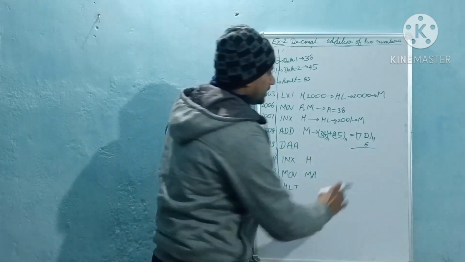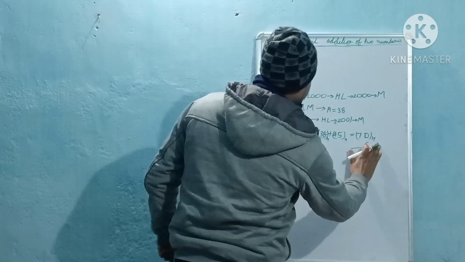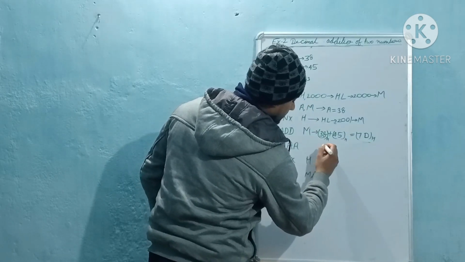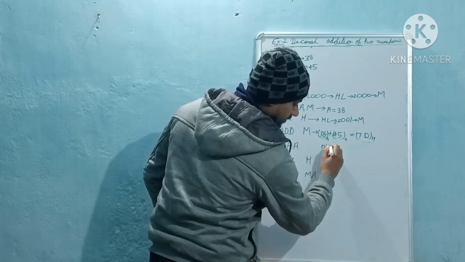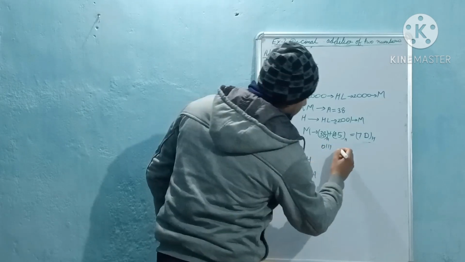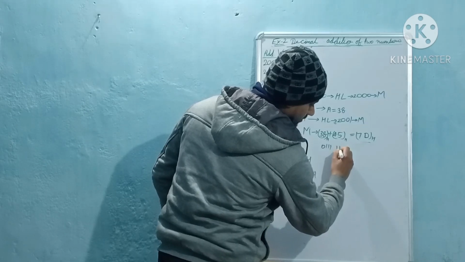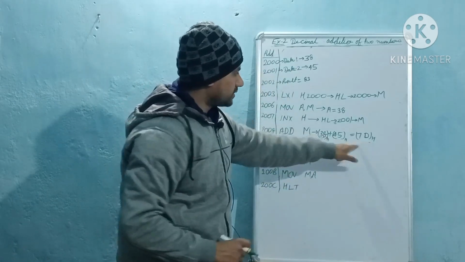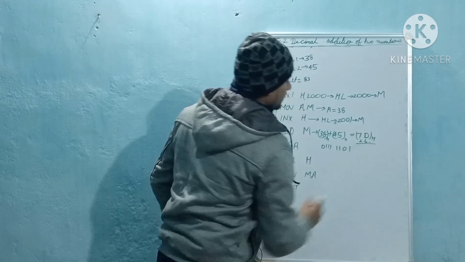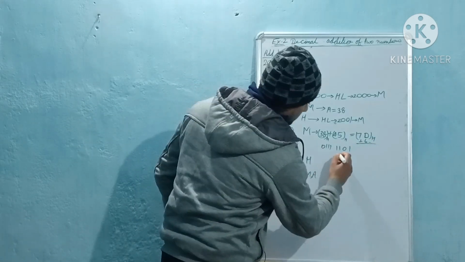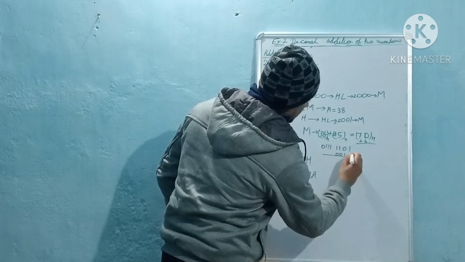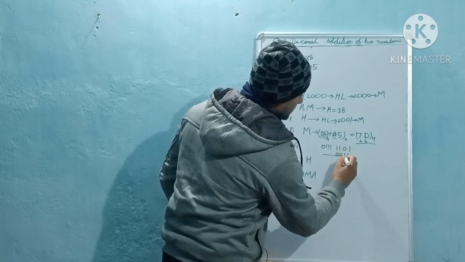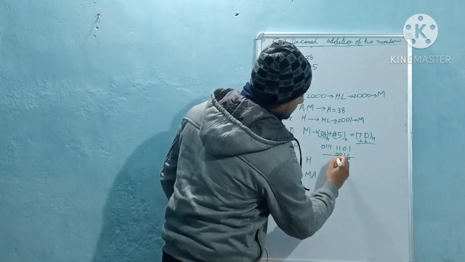Here you can also write the corresponding binary. The binary for 7 is 0 1 1 1, and for D we have 1 1 0 1. Here 6 will be added, plus 6. And 6 means 0 0 1 1 in this working.